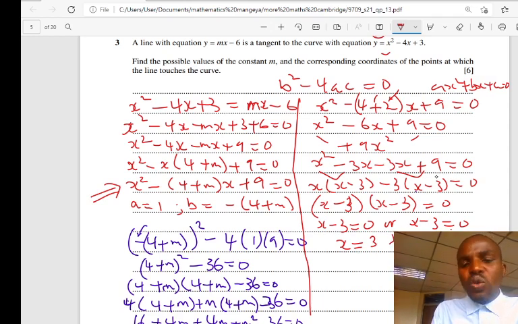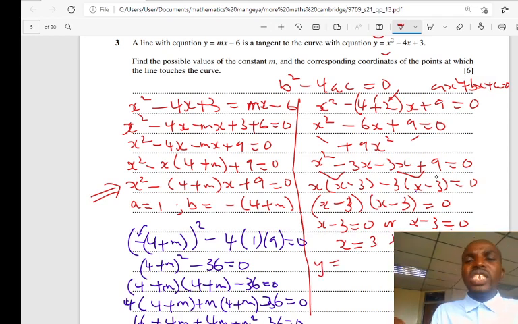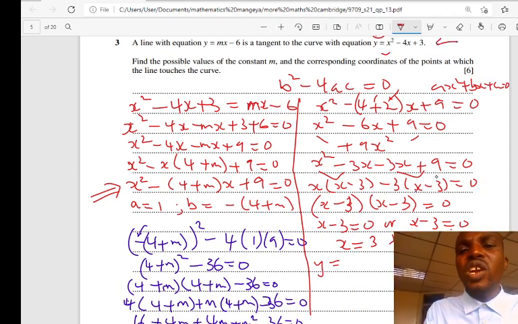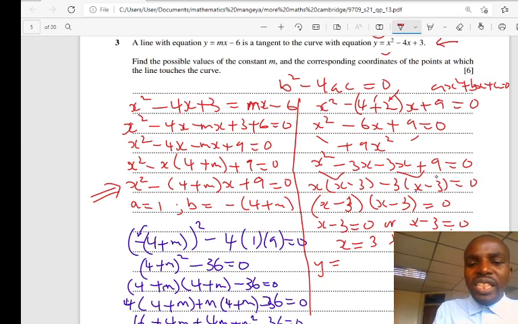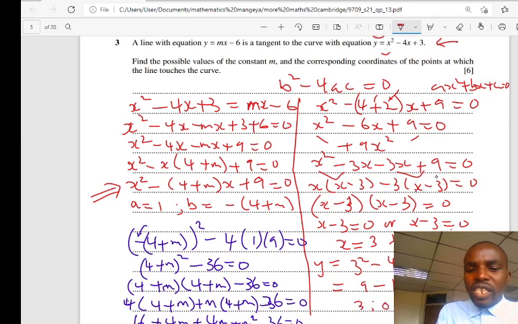Then when x is equal to 3, what will be y? Then you say y is equal to, right, we substitute in the equation of the curve. Original equation, this one. So you say 3 squared minus 4 times 3 plus 3. What do we get here? 3 squared is 9 minus 12 plus 3. You get 0. So when x is equal to 3, y is equal to 0. That's the first coordinate point.